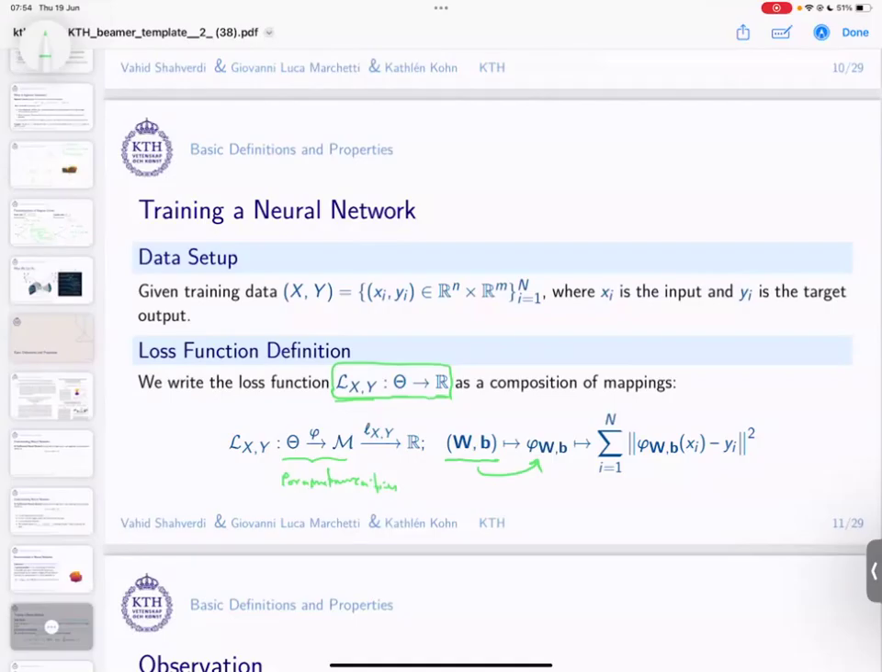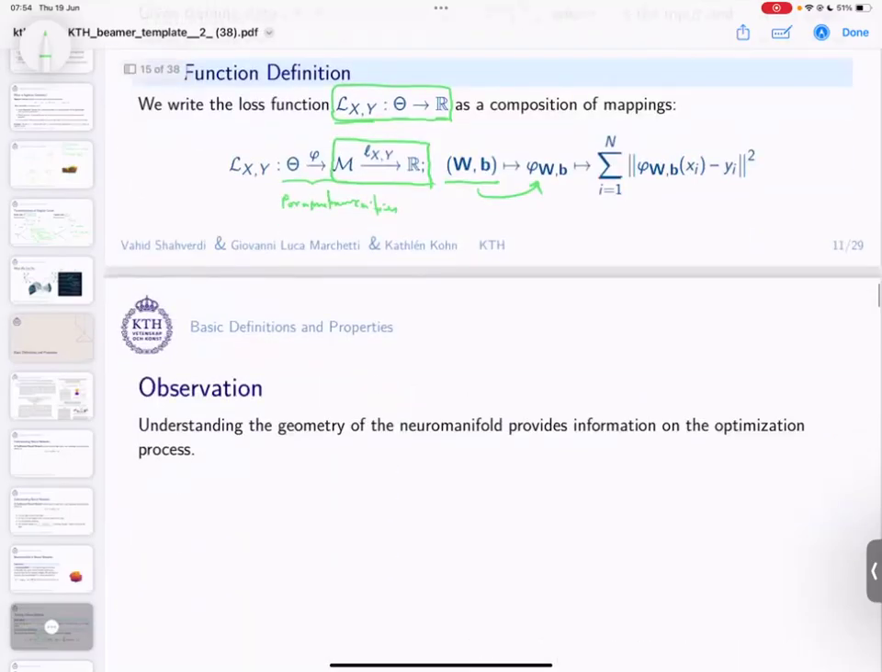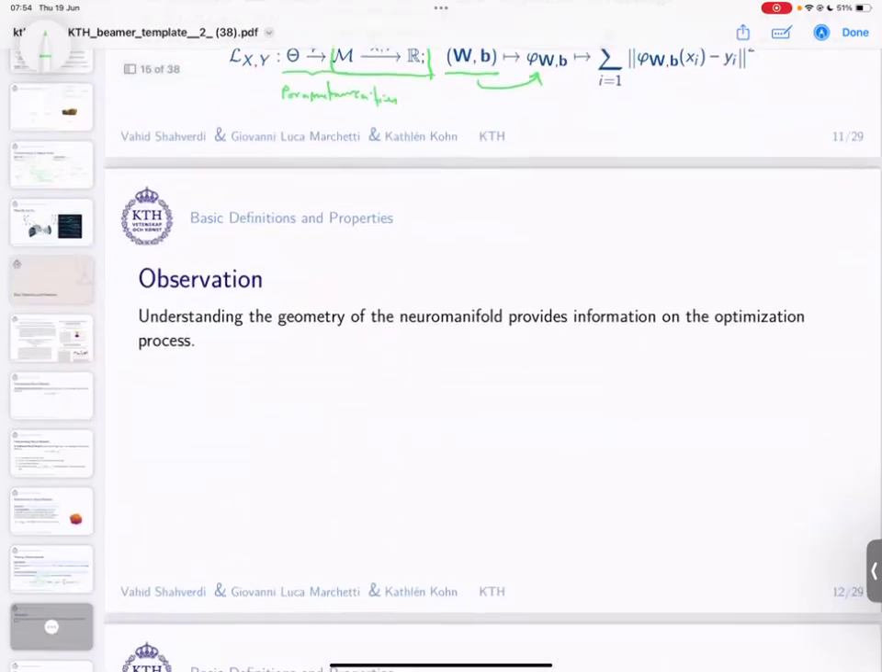And as you can see, I can study this part. It gives us a lot of information. I want to understand, at the end of the day, the geometry of this M, because the geometry of M gives us a lot of information about this whole optimization process. So that's basically the observation: understanding the geometry of the neuromanifold gives us a lot of information about the optimization process.